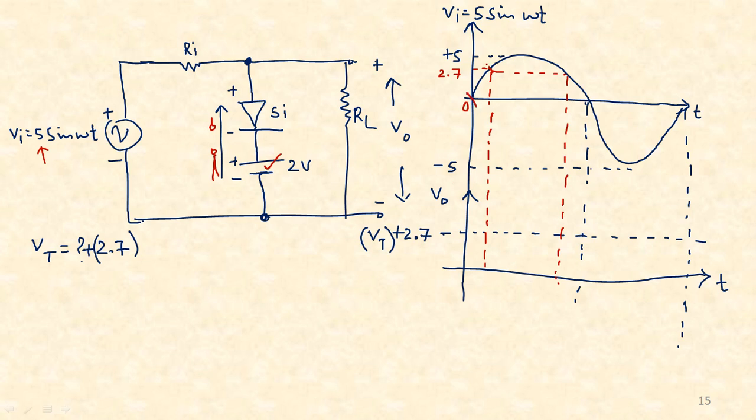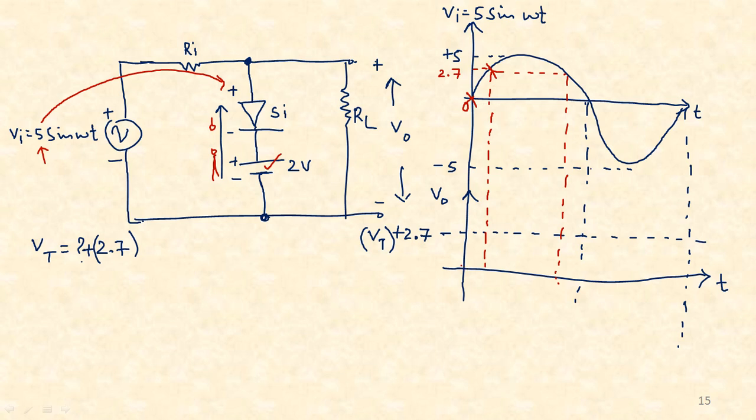Okay, see, when the input increases from 0 to 2.7, the input's magnitude is still small, right? During the positive half cycle, the input signal is trying to switch on the diode, whereas the battery is trying to switch off the diode. So again there is a conflict, and this fight continues till the input signal crosses that particular threshold level. So when the input signal varies from 0 till 2.7, the diode is switched off.